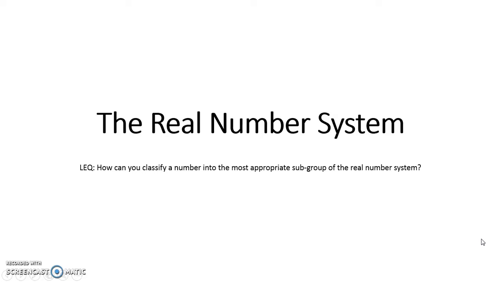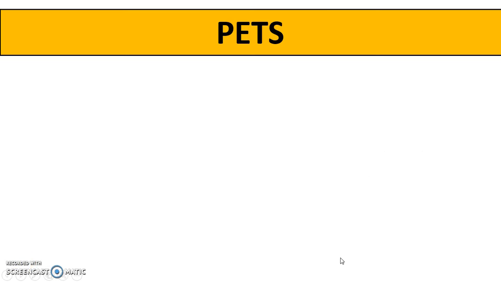In this video, we're going to take a look at the real number system and how we can classify a number into the most appropriate subgroup of the real number system. In order to understand this, we're going to take a look at a broader example. So let's think of pets.